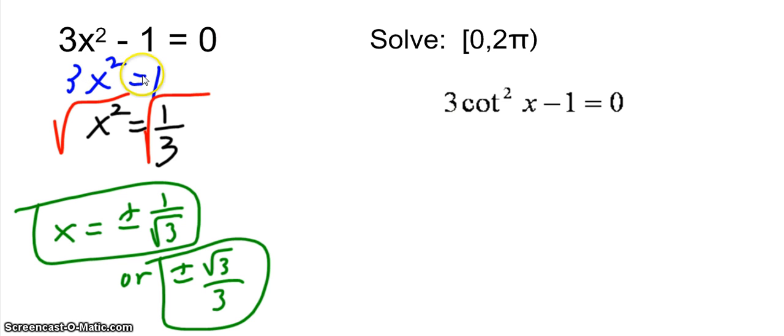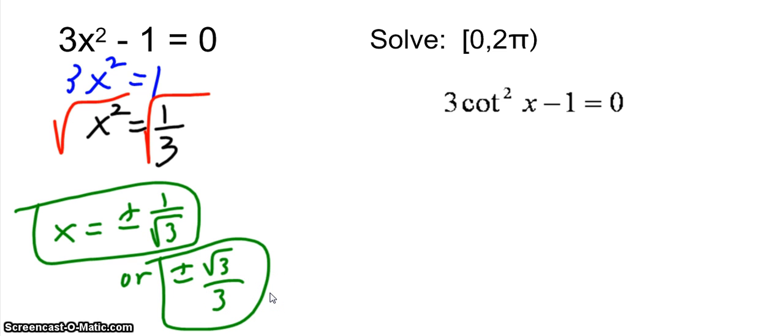So what did I do? I added 1, I divided by 3, and then I had x squared equals 1/3. But now I need to take the square root of both sides. When I do that, I have to remember the plus and minus because both of those are going to be valid solutions. So I end up with x equals plus or minus 1 over root 3 or plus or minus root 3 over 3, depending on if I rationalize or not.